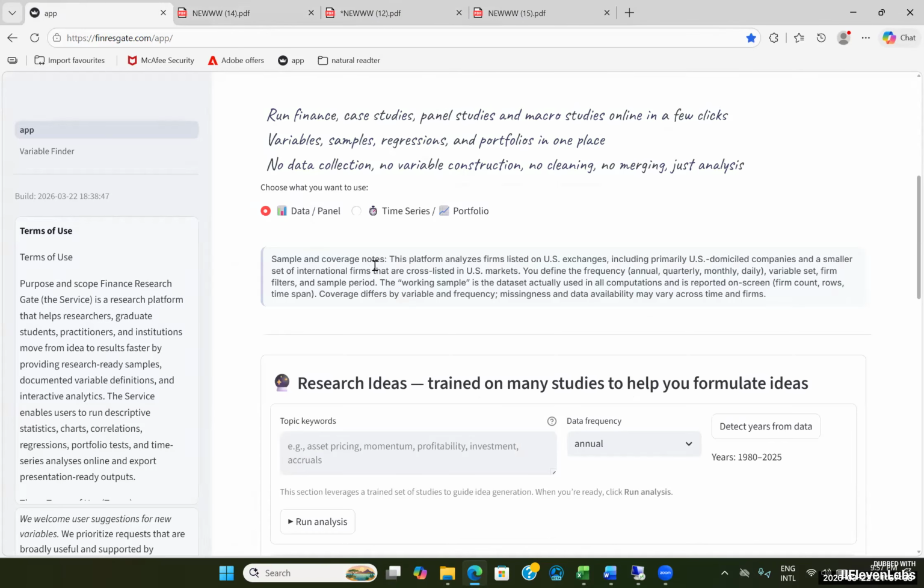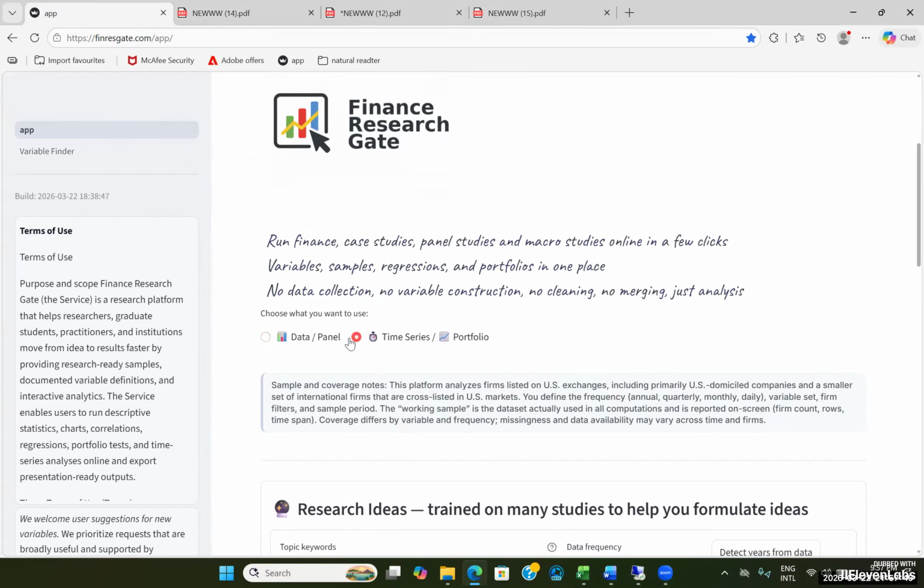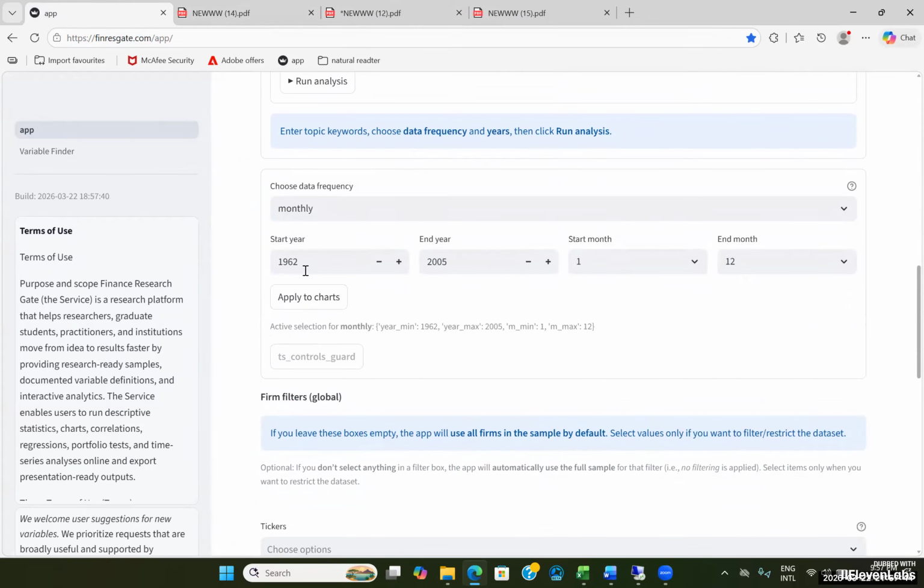So let's begin to put that into practice now using the website. I'm going to choose the time series data. First, we'll set this to monthly. Then I'll select the start year as 2000 and the end year as 2024 before we finally apply these changes.